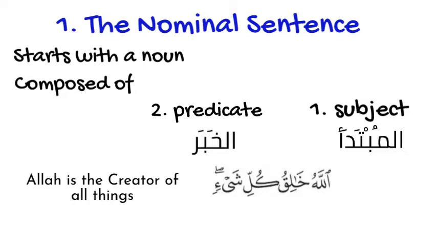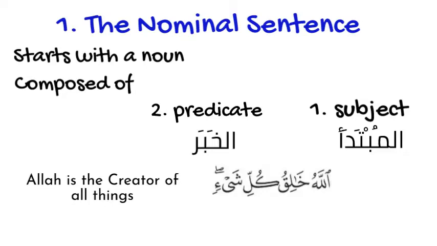And in Arabic, you don't need to use verb to be. You don't need to say Allah is the creator. You can just say Allah, the creator, and then the verb to be is implied. It is understood that this means Allah is the creator of all things.